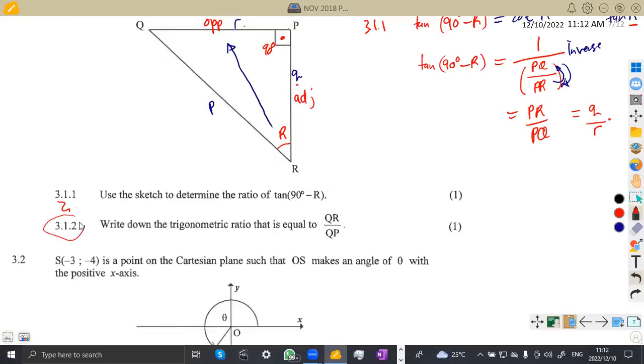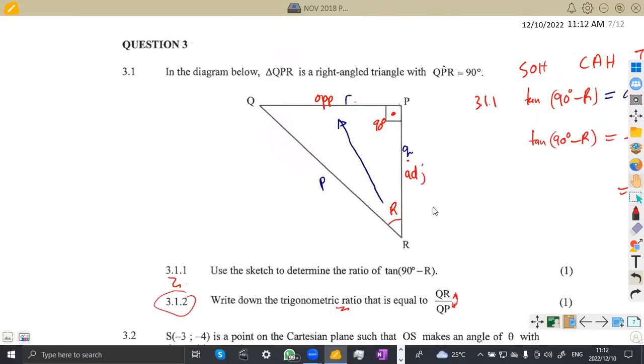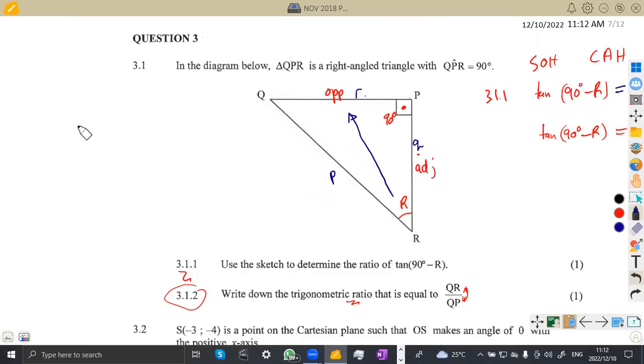And 3.12, write down the trigonometric ratio which is equal to QR over QP. If you are given this type of question, it depends on the way that you want to write it down. We need the ratio that is equivalent to QR over QP. It depends on where you are going to start. Let's say you are referring to angle R. QR does not change. That's the hypotenuse. Whether you are referring to Q or to R, the hypotenuse does not change. So QR is definitely the hypotenuse.